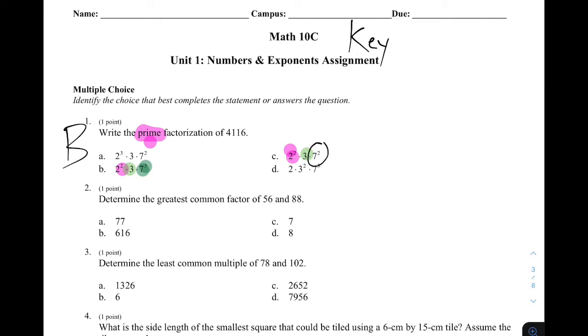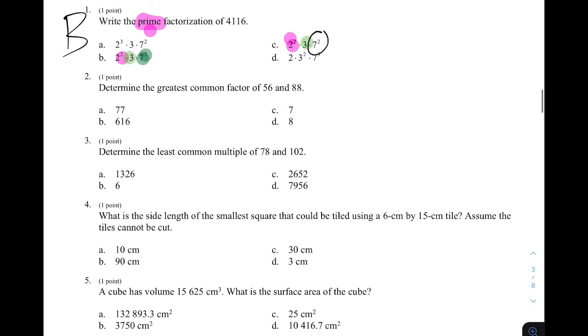Next, determine the GCF for 56 and 88. So if we're finding greatest common factor, I really like to do that method that's got a million names, but I call the ladder. These are both even. I can divide by 2. 56 by 2 is 28. 88 by 2 is 44. I'll write that a little bit nicer.